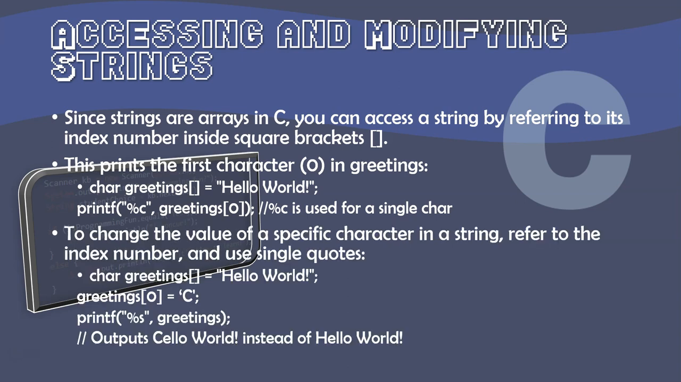If we want to change the value of a specific character in the string, we refer to the index number and use single quotes. So char greetings equals "Hello World", greetings[0] equals 'J'. And if we print that out, we're going to print out "Jello World" instead of "Hello World".